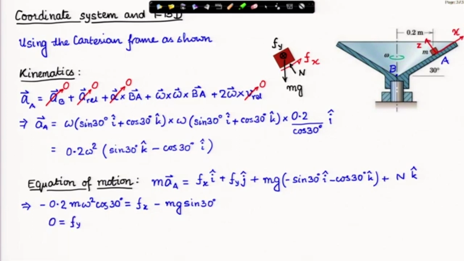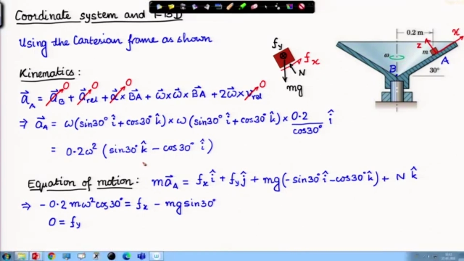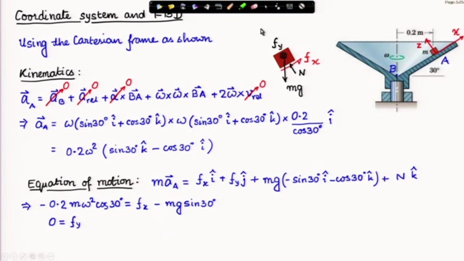Now, the j cap. There is no j cap in the acceleration, therefore, the left hand side is 0. Right hand side j cap, I have only Fy, therefore, 0 must be equal to Fy. So, Fy is 0. So, my equation of motion will tell me this. I will not assume or choose it a priori.